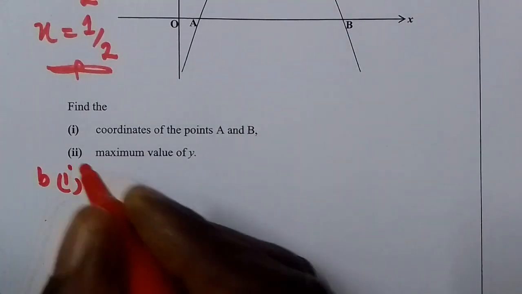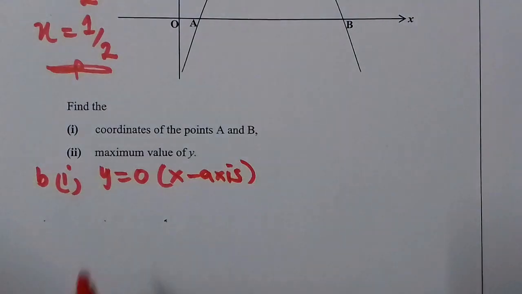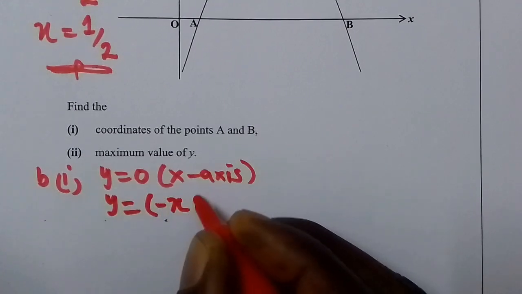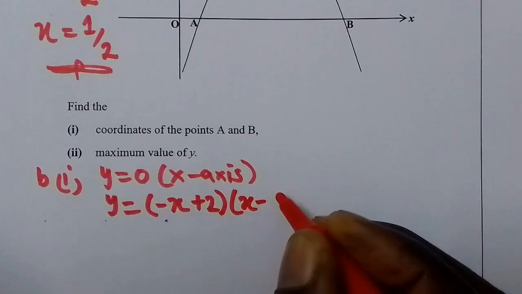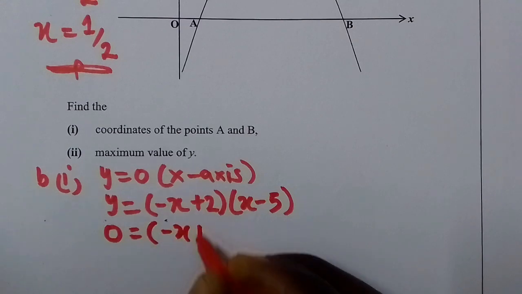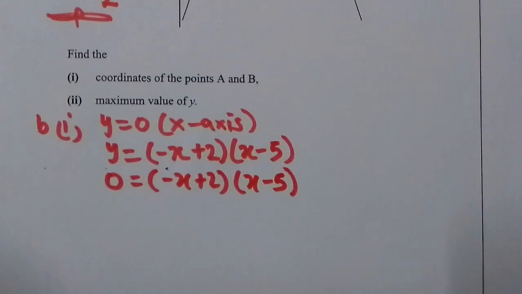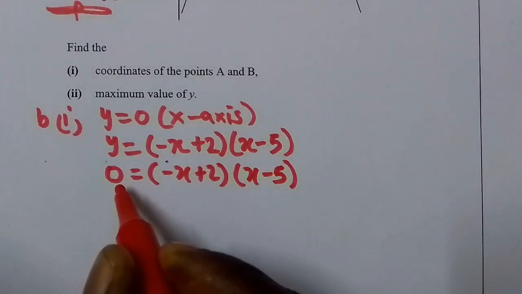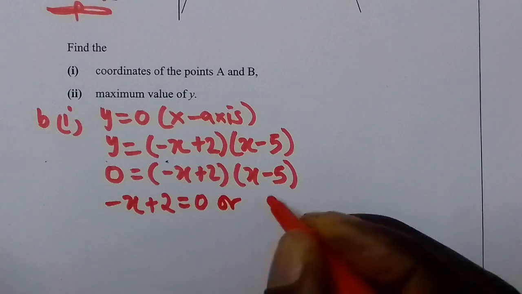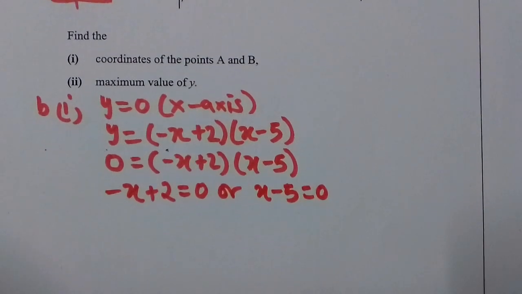So B1, what we have is that y is equal to 0 on the x-axis. From what we've been given, y equal to negative x plus 2, x minus 5, on y we put a 0, and all this equals negative x plus 2, then x minus 5. To solve for x, we equate each of these expressions to 0. So negative x plus 2 equal to 0, or x minus 5 equal to 0.